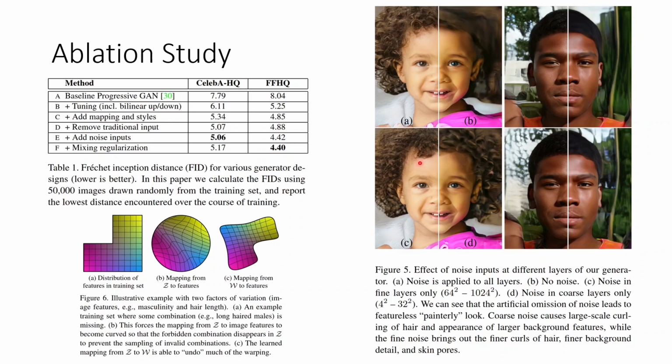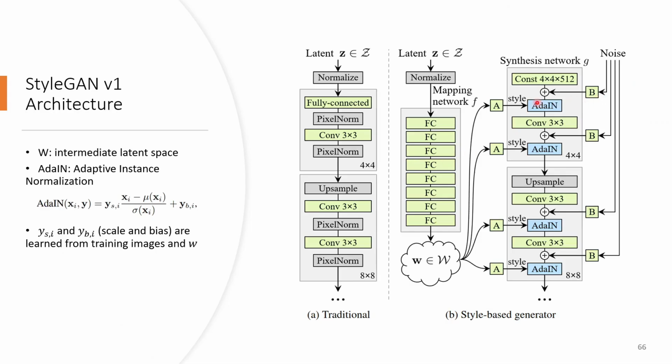Because StyleGAN is a very deep network. Its baseline is progressive GAN. Progressive GAN goes from 4x4, 8x8, 16x16. StyleGAN v1 has the same structure. The only difference is how they create the input latent vector.